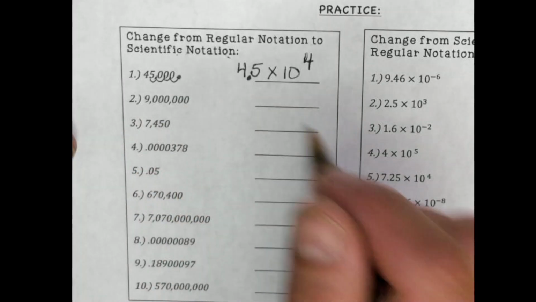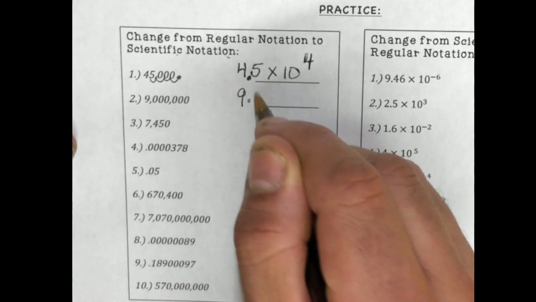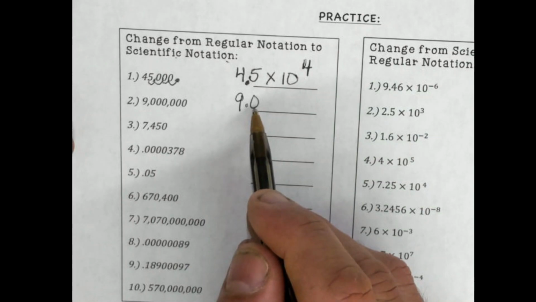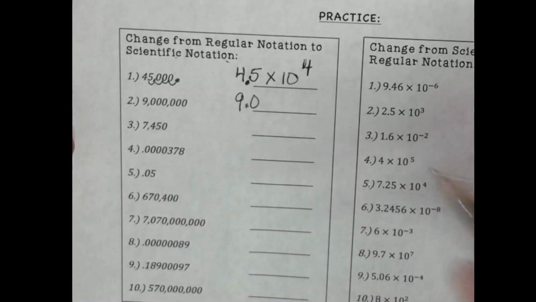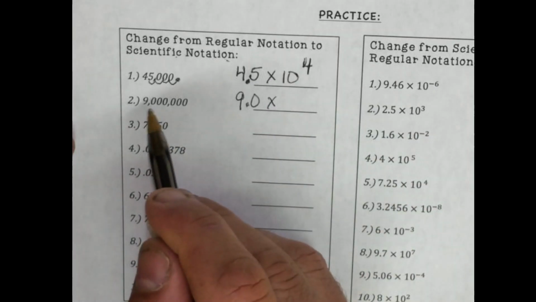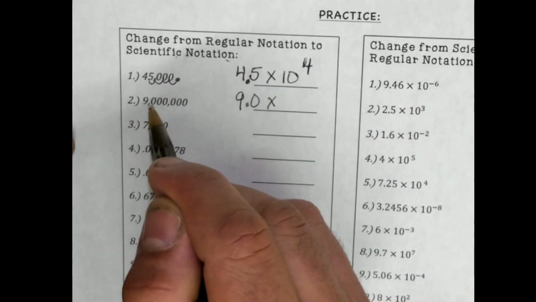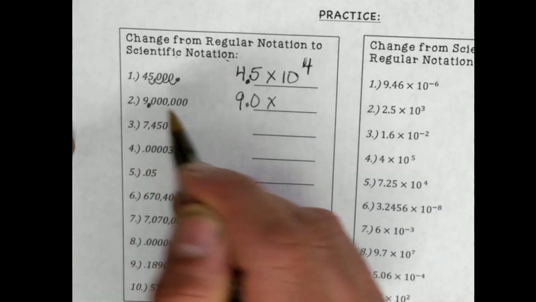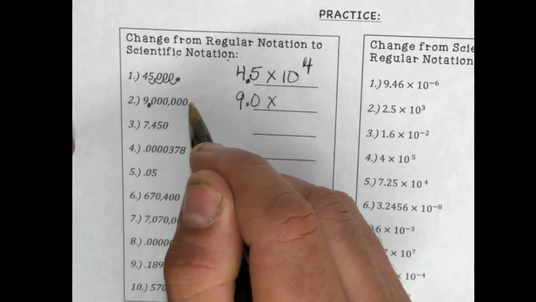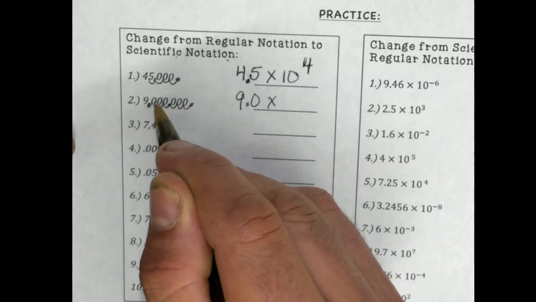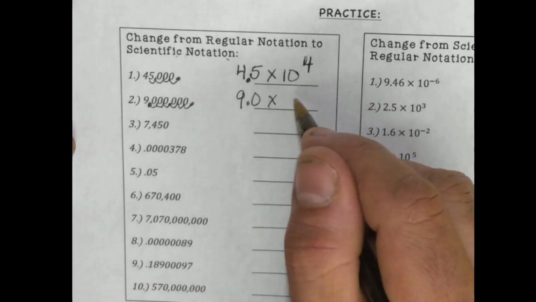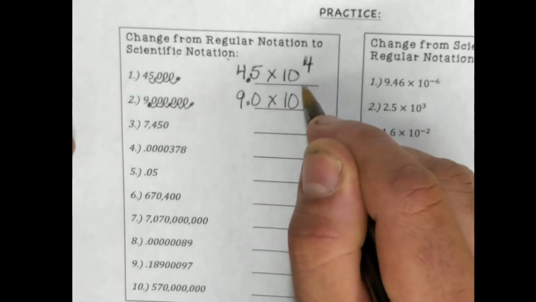We'll try a couple more. Here we have the number 9,000,000, 9.0. We have to have a 0 or a digit after that decimal to make this work. So I'm just going to take the first one there. Now I know that the decimal should be between the 9 and the 0. I'm going to move it from where it currently is, 1, 2, 3, 4, 5, 6 times to the left, making it 9 times 10 to the 6th.